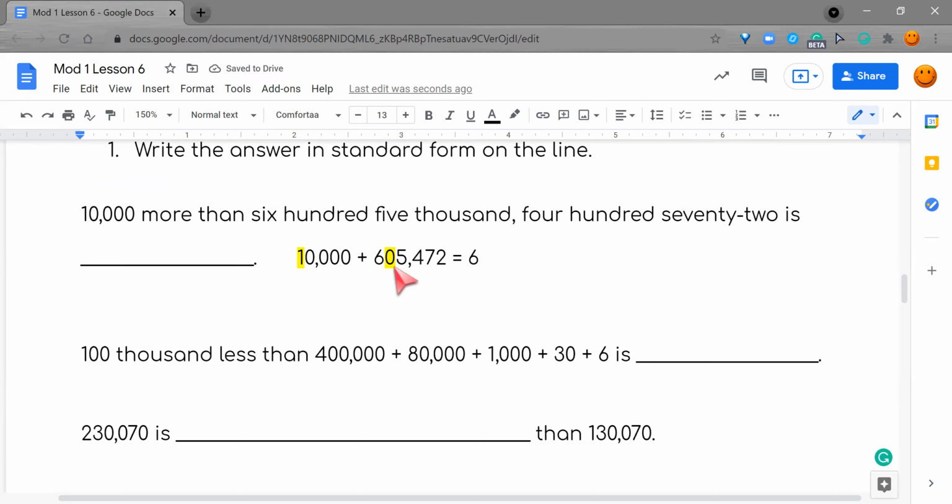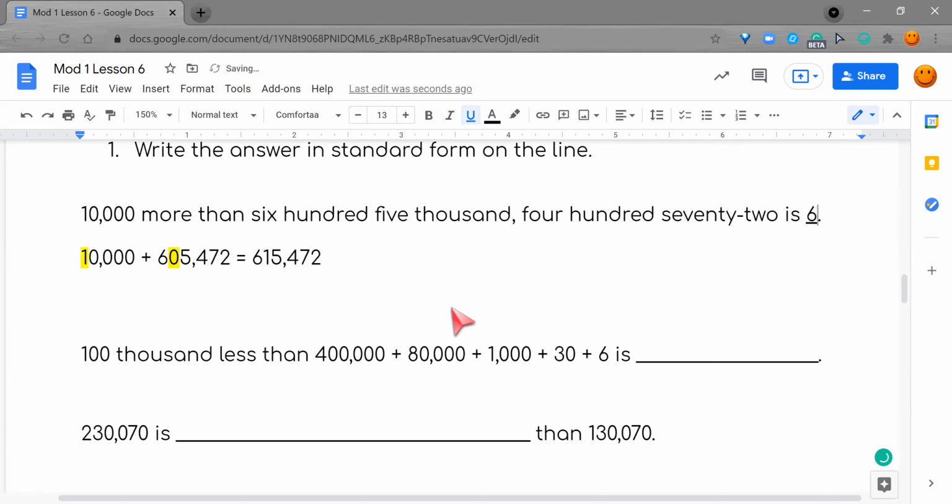I do 1 plus 0. Yes, 0 plus 5. I've got to make sure I get my comma. 0 plus 4, 0 plus 7, and 0 plus 2. So that is our answer, 615,472. So I'm going to copy this or just highlight my line. I'm going to hit underline because I want my teacher to see it.